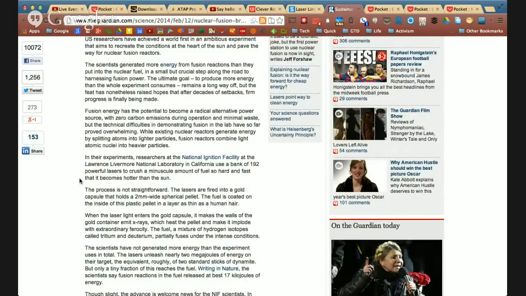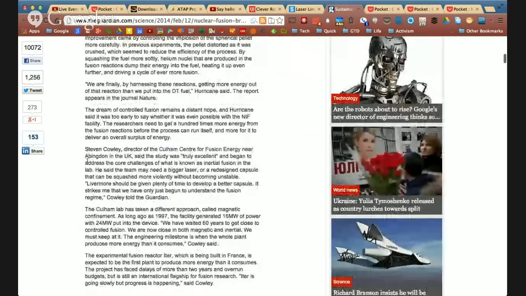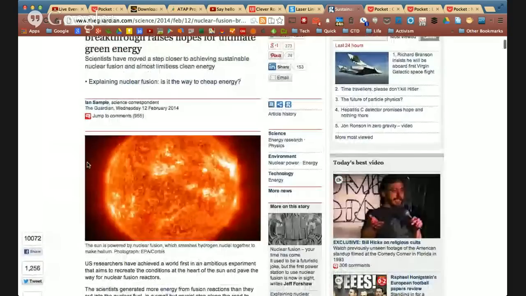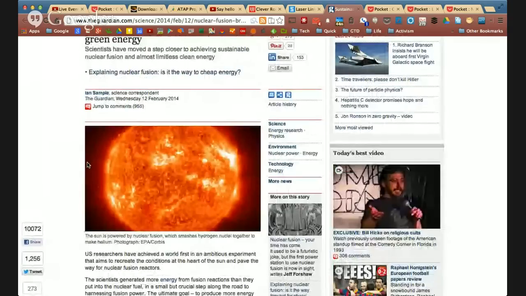The gold emits X-rays. X-rays then heat up the fuel. The fuel begins to react, and you start getting energy out. Well, for the first time ever, from what I understand, the amount of energy that reached the fuel, from the laser through the gold through the pellet, and then actually reaching the hydrogen isotopes, was less than the energy that was emitted back out, which is the goal of fusion, which kind of breaks the second law of thermodynamics. You can't get more energy out than you put in.